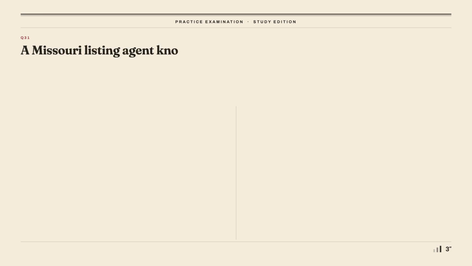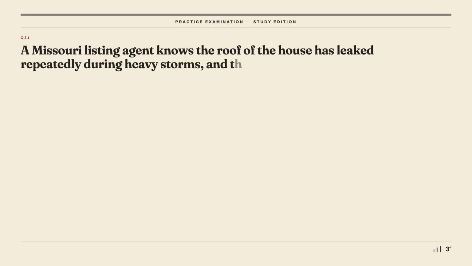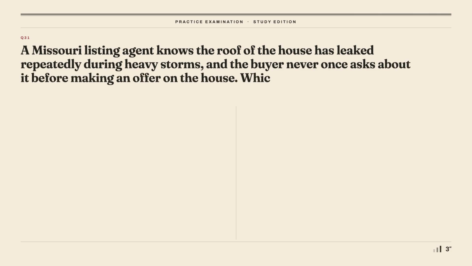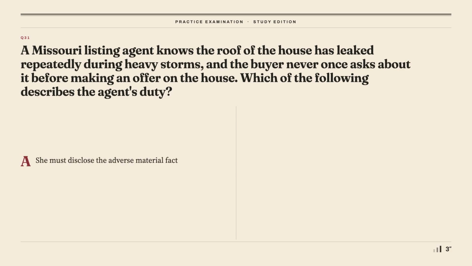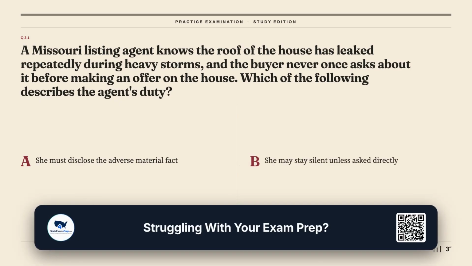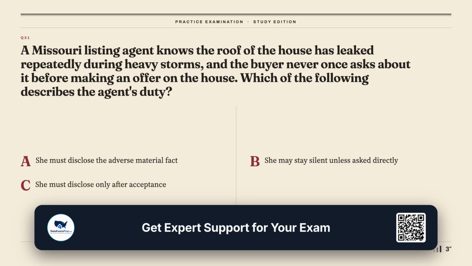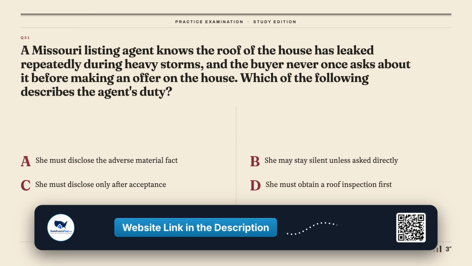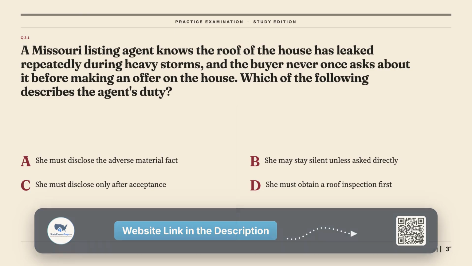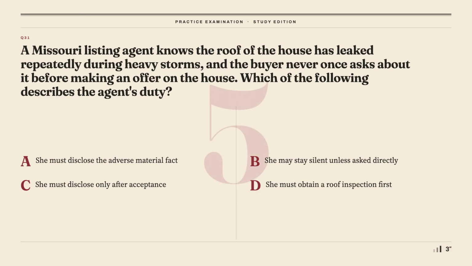Question 31. A Missouri listing agent knows the roof of the house has leaked repeatedly during heavy storms, and the buyer never once asks about it before making an offer on the house. Which of the following describes the agent's duty? Your options are: A. She must disclose the adverse material fact. B. She may stay silent unless asked directly. C. She must disclose only after acceptance. D. She must obtain a roof inspection first. Don't overthink it. Which one feels right?